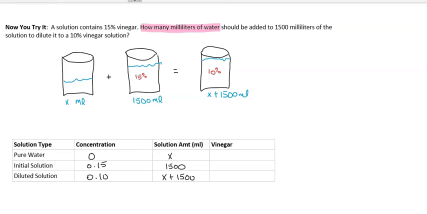So remember, the amount of vinegar to start in the solution, the initial vinegar, is going to equal the final vinegar. That part doesn't change. We're just adding water. It's hard to talk and write at the same time. So now we want to stop and think about what we are going to write over here, and then what we are going to set equal. So I'm going to pause again and let you try that.